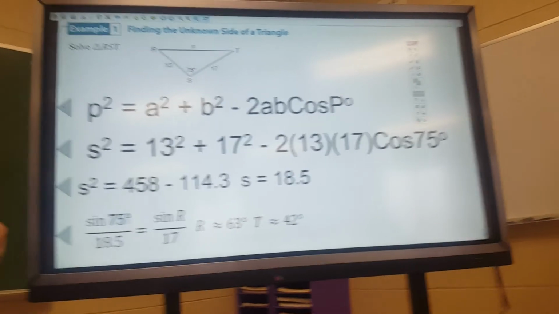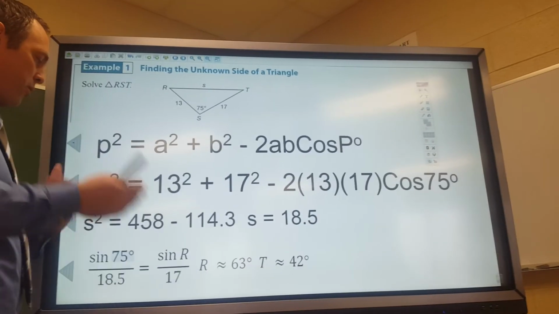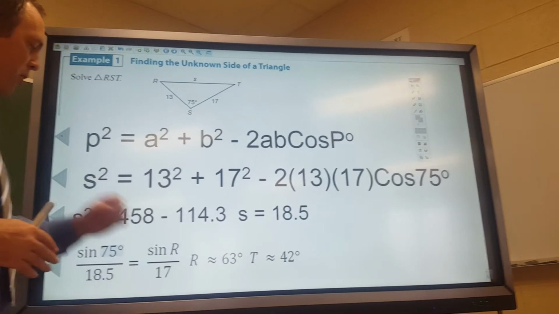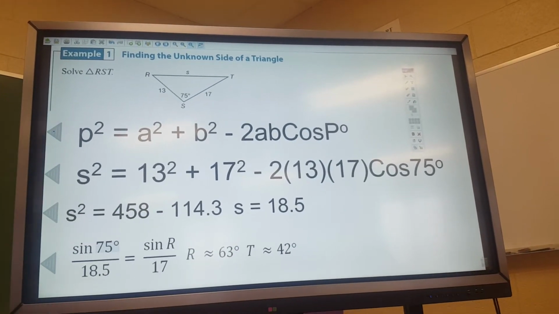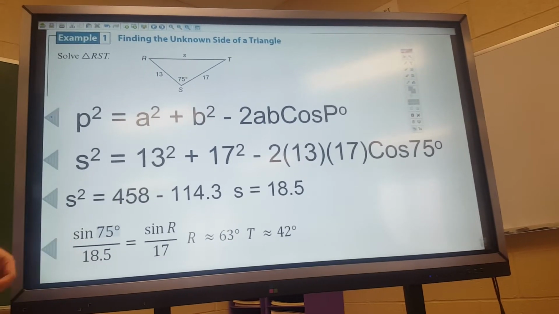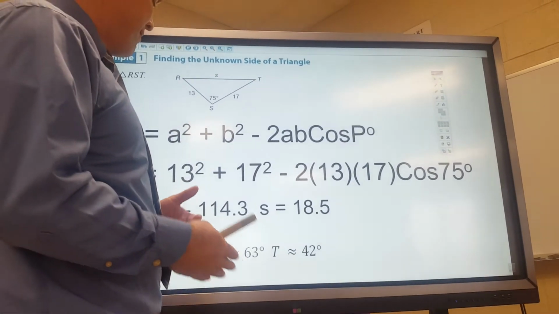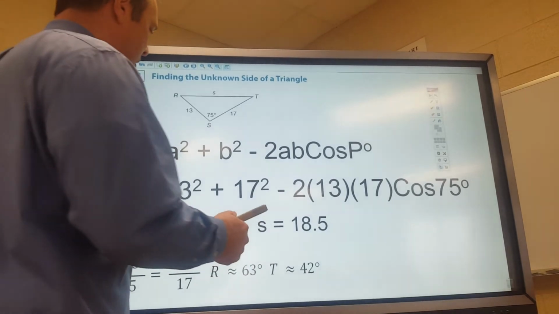Then, like we've been doing before in math, we've been working and getting ready for this moment with sines. We take sine of 75, cross multiply, multiply it by 17, 18.5 times sine r. So really we're going to multiply these two values, divide by 18.5, and you're going to get some decimal. That decimal is the ratio of sine. So that's where you're going to hit your second sine.